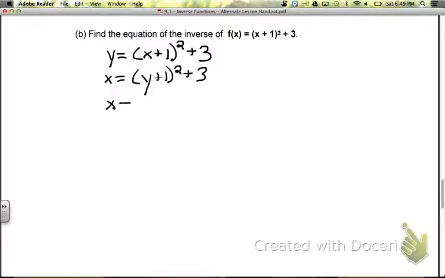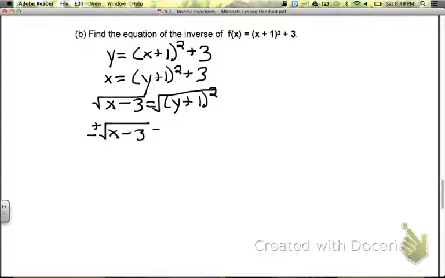So we have x minus 3 because we need to isolate our y. So our first step is to get rid of that positive 3. It's equal to (y plus 1) squared. Now we need to get rid of that squared. So what do we do to get rid of the squared? We take the square root. Now remember, when you take the square root, it's going to be positive or negative square root of x minus 3 equals our y plus 1.